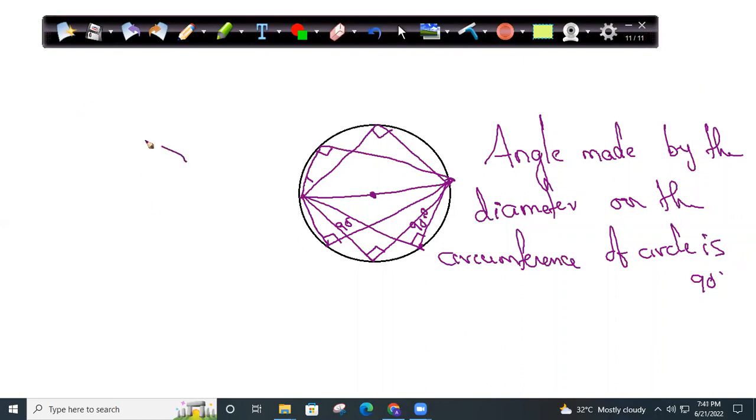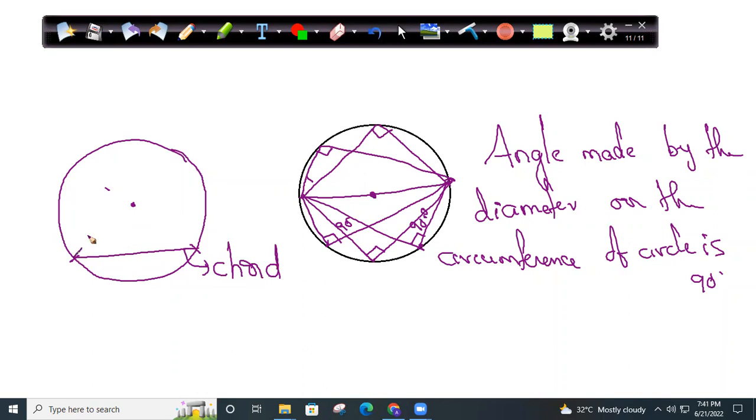Next point. This is also one of the most important points. I'll give one very difficult question. I think in this paper there is one very difficult question. Very few can solve this, and the concept behind that is this. This is called a chord. All the lines passing through the center are called diameters. Any line other than the diameter, touching two end points on the circle, is called a chord.